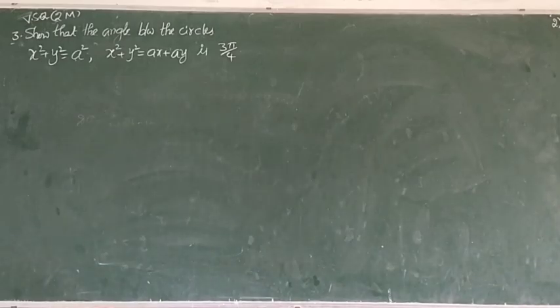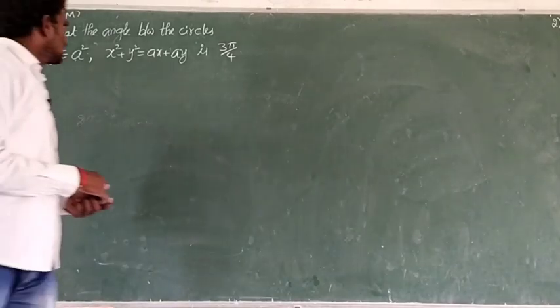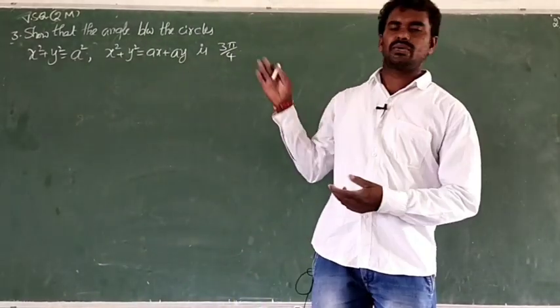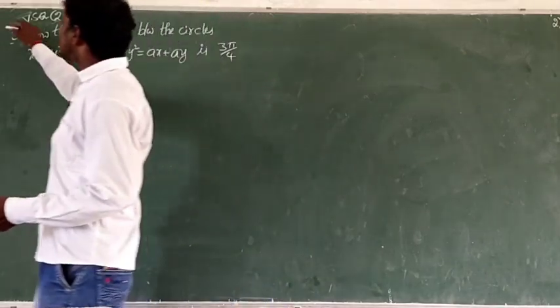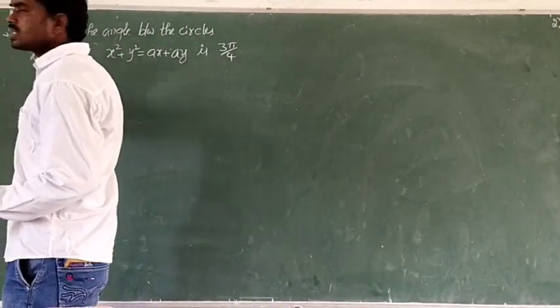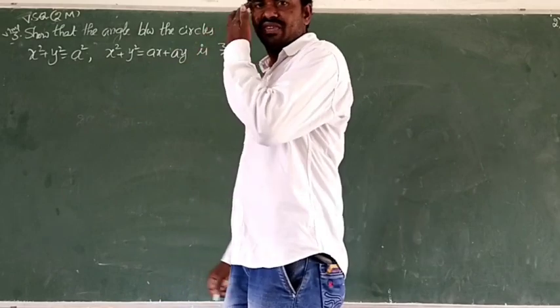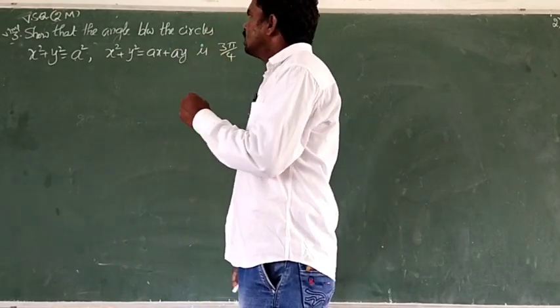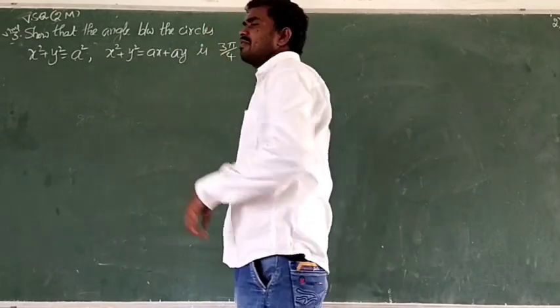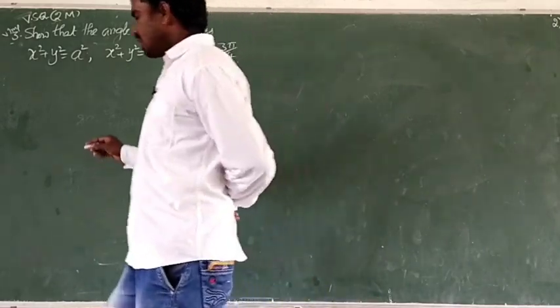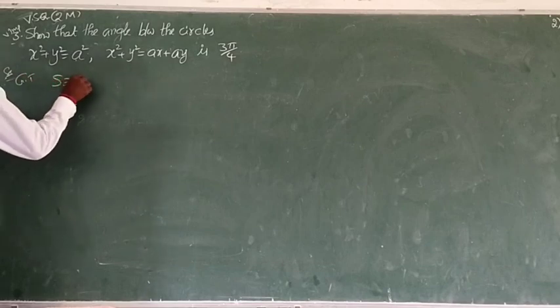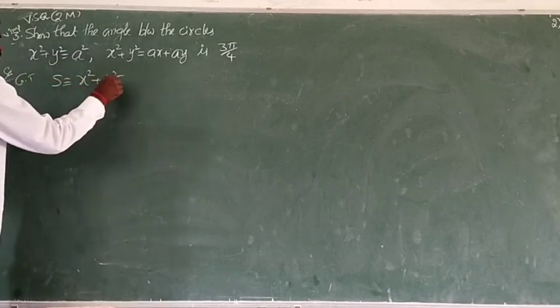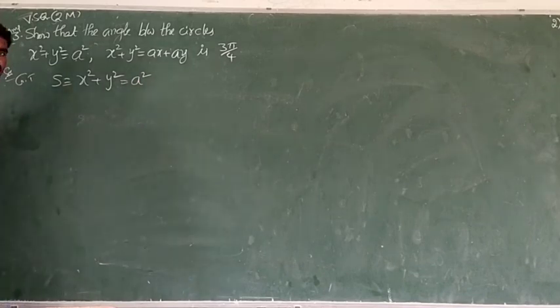Yes, third question. Show that the angle between the circles x square plus y square equal to a square and x square plus y square equal to ax plus ay is 3 pi by 4. So, this is a very important question for 2 marks. Same, find the angle. So, finally, the answer will be 3 pi by 4. How can we do? First, given that solution, first circle x square plus y square is equal to a square.